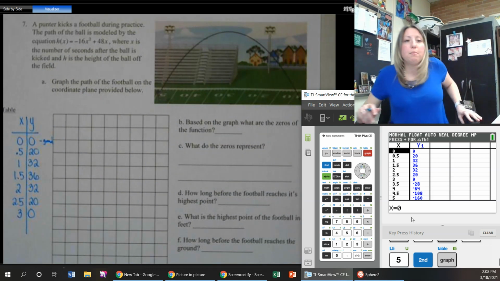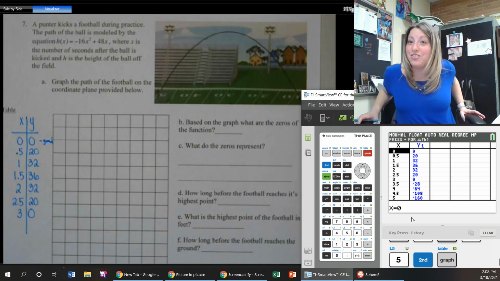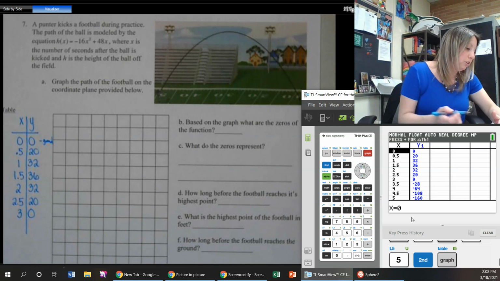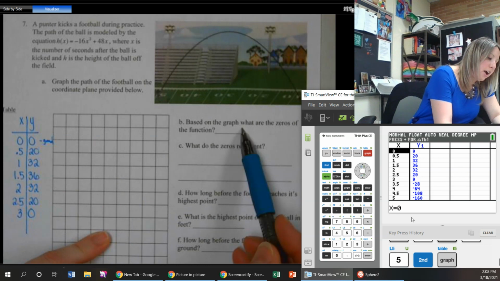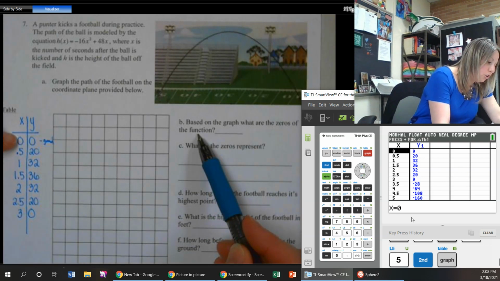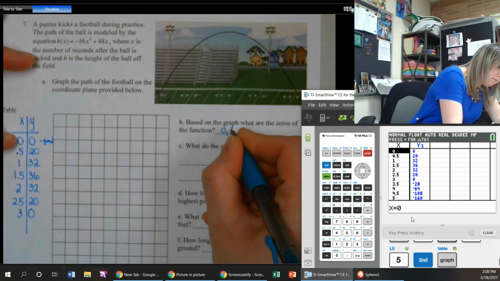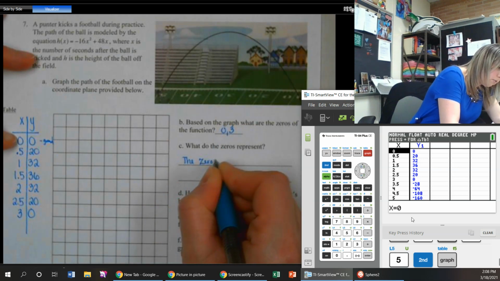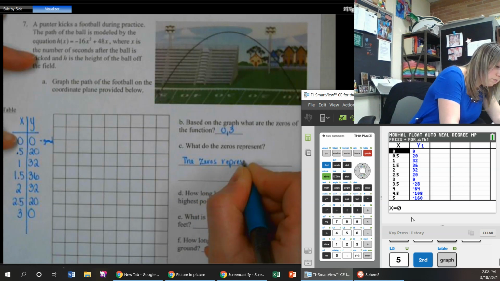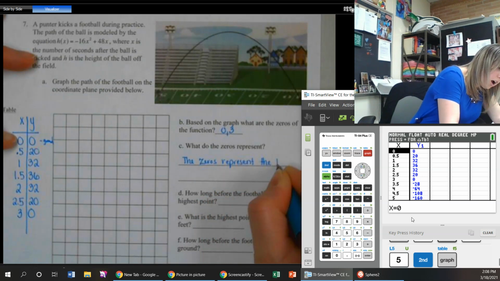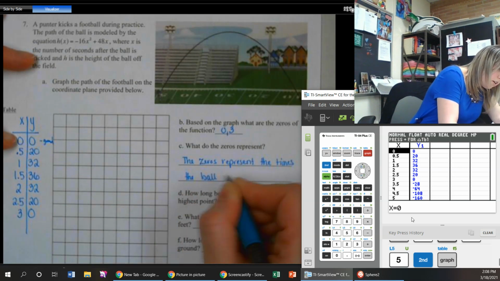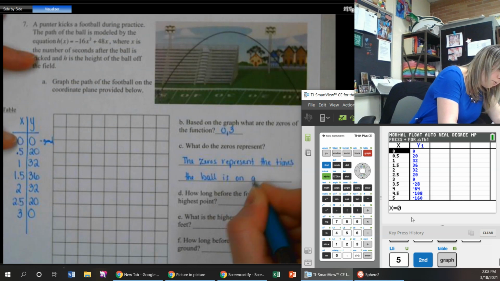So I'm going to actually answer the questions first and then do the graph because you can answer all the questions based on the table. And that's what I want to make sure you can see, right? So based on the graph, what are the zeros of this function? 0 and 3. What do the zeros represent? The zeros represent the times the ball is on ground level.